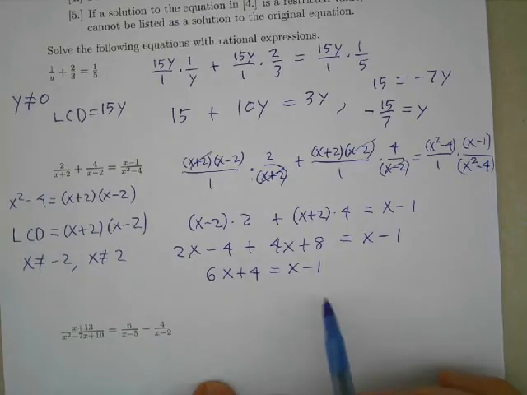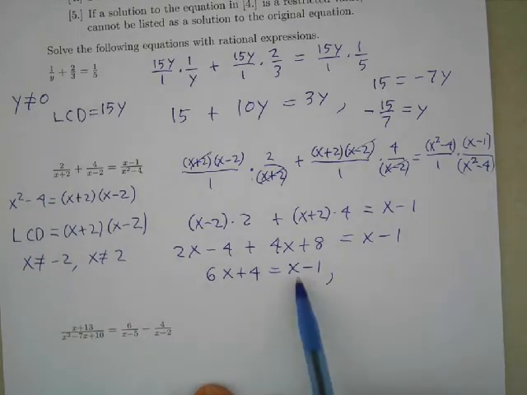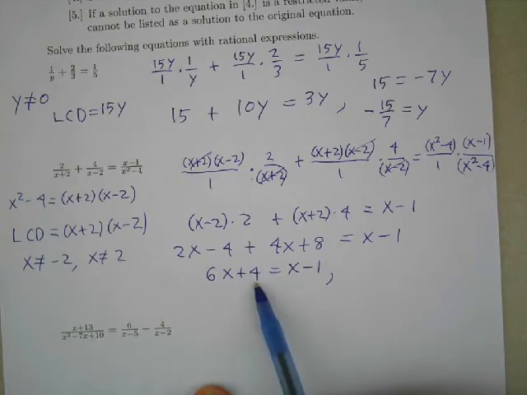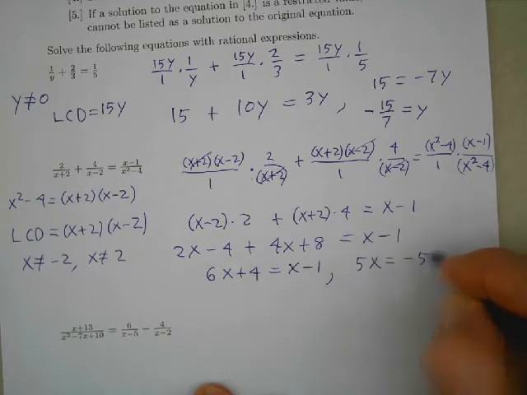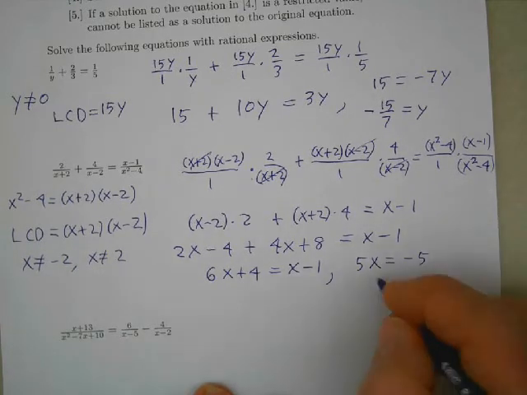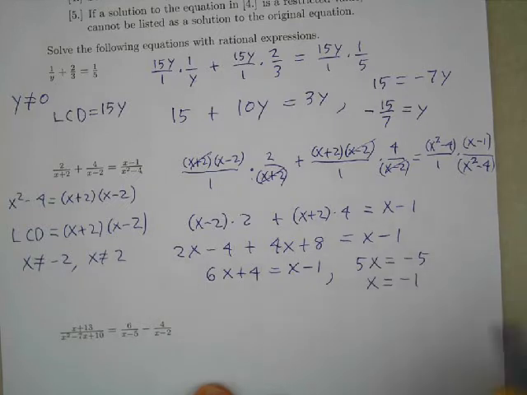And in the next step, we'll do a couple of things at once. We'll subtract x from both sides and also subtract 4 from both sides. So we get 5x equals negative 5. And then divide both sides by 5, we get x equals negative 1.